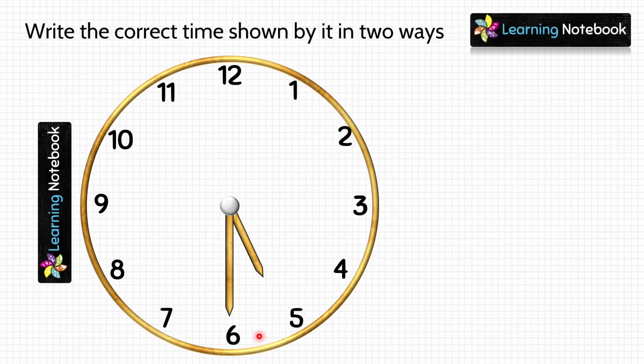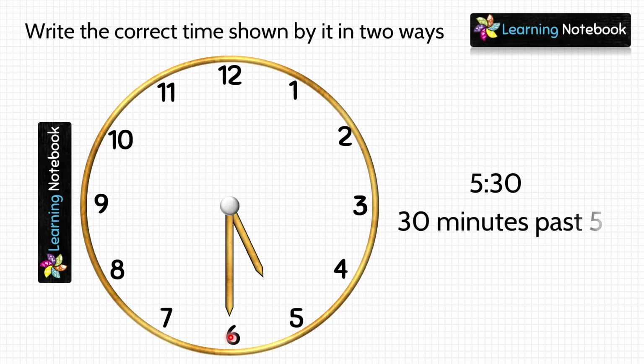Now, let's see the next clock. Here, our hand is between 5 and 6. So, hour is 5 and minute hand is at 6. So, how many minutes have passed? Yes, 30 minutes have passed. So, we'll say the time is 5:30 or 30 minutes past 5. We can also call this time as 5:30.